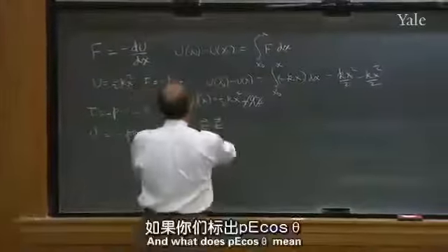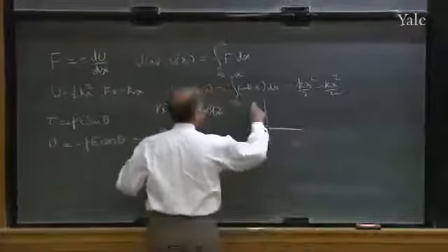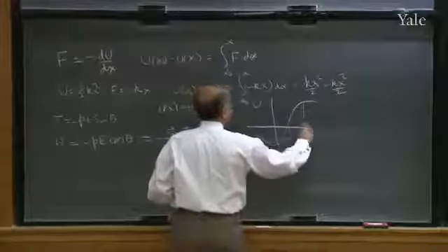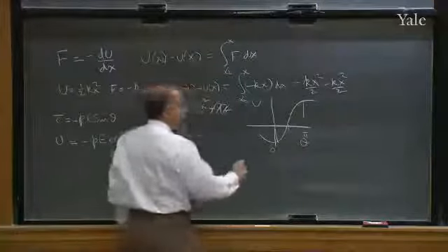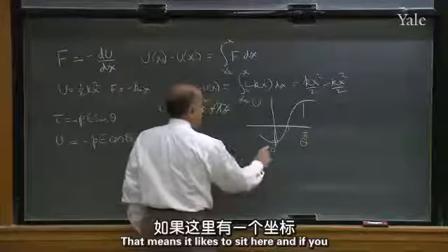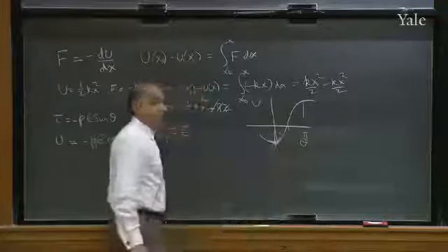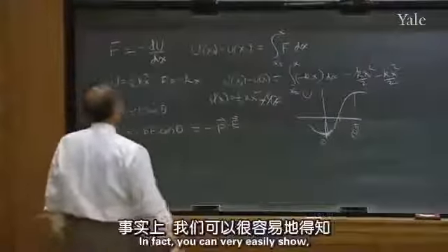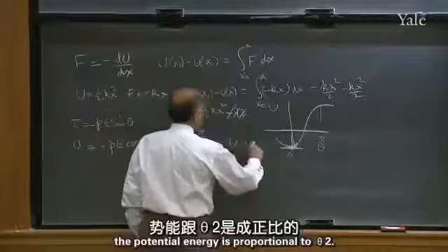And what this PE cos theta means, if you plot it as a function of angle, it will look like this. This is pi, and this is 0. That means it likes to sit here, and if you deviate a little bit and let it go there, it'll rattle back and forth, just like a mass spring system. In fact, you can very easily show near the bottom of the well, the potential energy is proportional to theta squared.